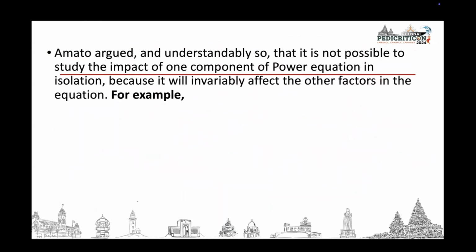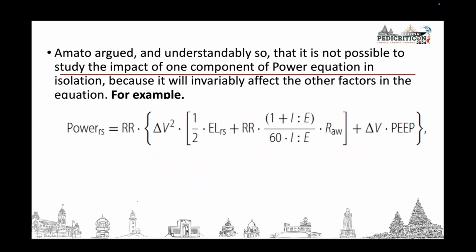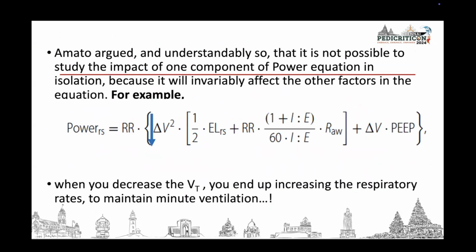Amato also argued, and understandably so, that it is not possible to study the impact of an individual component of mechanical power. For example, if you reduce the tidal volume in order to reduce the mechanical power number and reduce the incidence of ventilator-induced lung injury, you will have to counter the atelectasis which can happen because of reducing tidal volume and minute ventilation by increasing the PEEP and by increasing the respiratory rate, and you will end up having higher mechanical power.